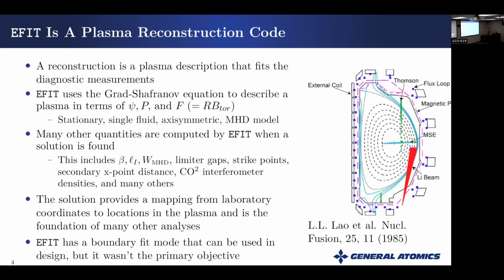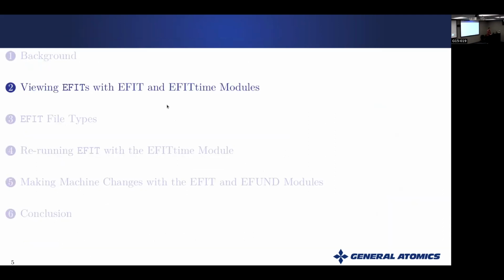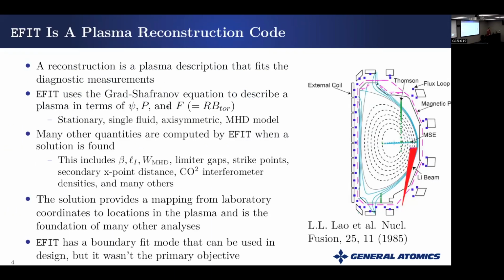So coils, probes, MSE, Thomson, anything you are using. And the way that works is by solving essentially the inverse problem of varying the pressure and the F, and then solving for psi, and then iterating on that process until you've reached a steady state, essentially. Then once you've found the equilibrium, EFIT will compute a bunch of other plasma descriptive quantities. These are the beta, the li, the stored energy, gaps between the plasma and the limiters, strike points, secondary X points, many other things that people find useful for describing an equilibrium.